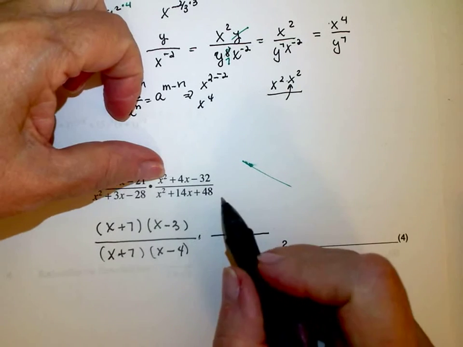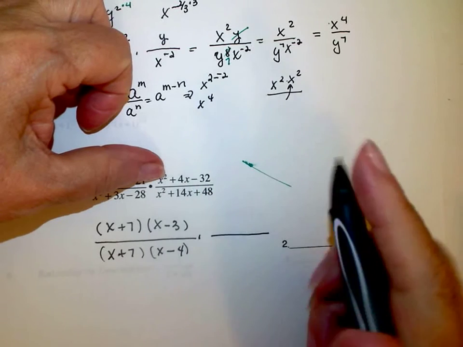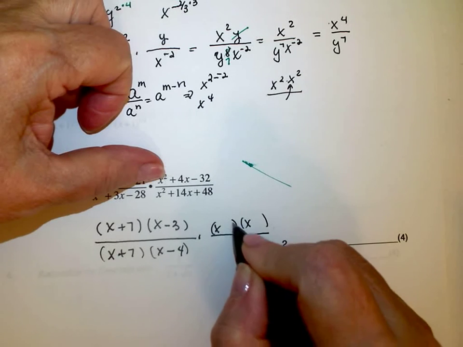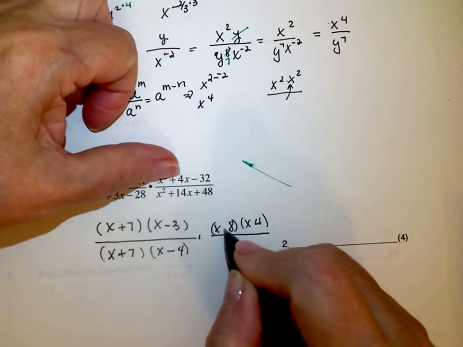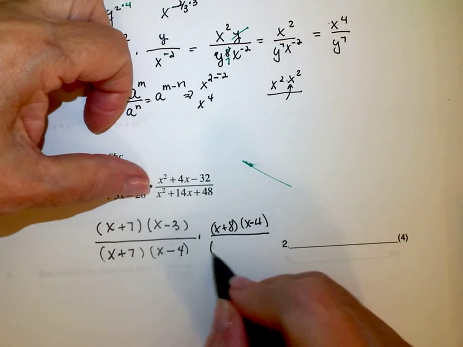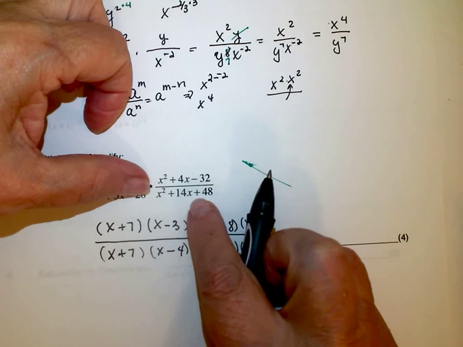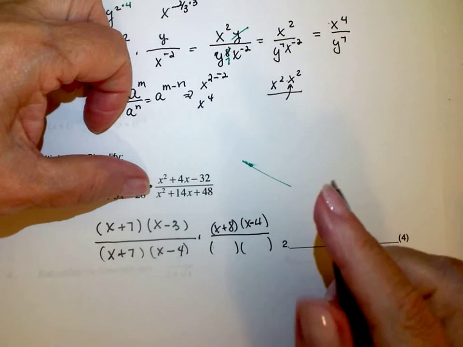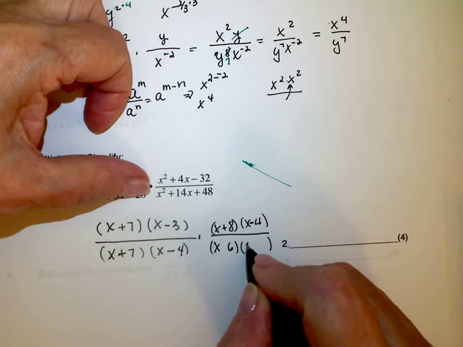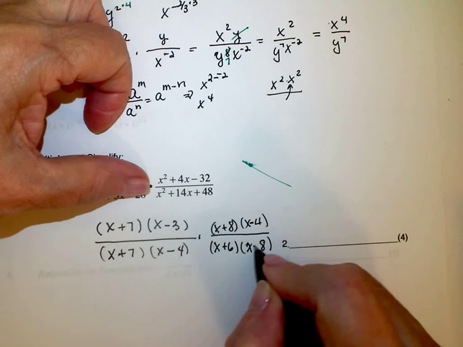Two numbers which multiply together give me 32 and subtract to give me 4. Well, that's 8 and 4. The largest should be positive. Two numbers which multiply together give me 48 and add, because that's plus, to give me 14, are 6 and 8. And they're both plus.